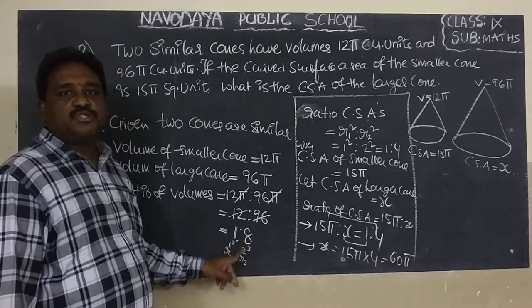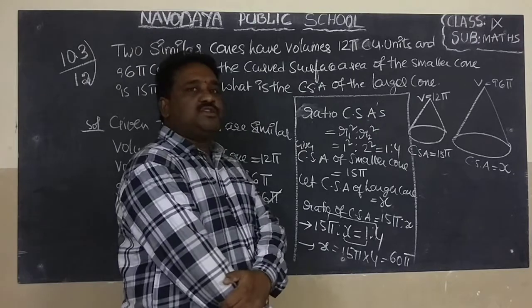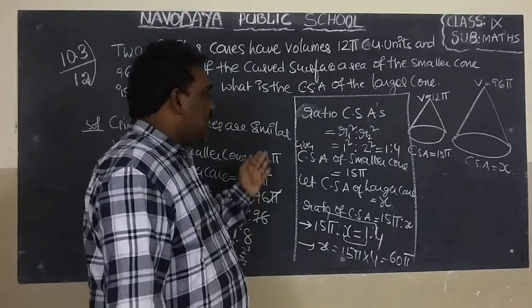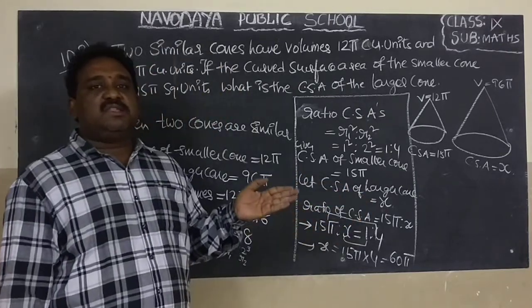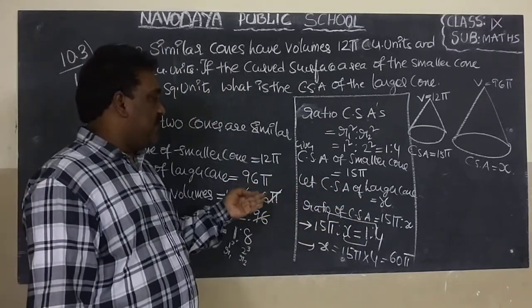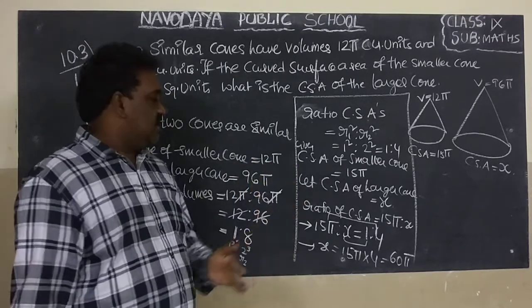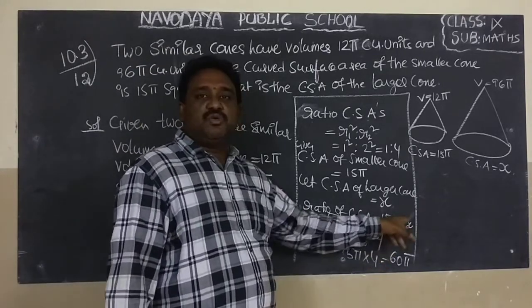8 can be written as 2 cube, so the ratio of radii is 1 is to 2. Ratio of CSA is 1 square is to 2 square, like 1 is to 4. CSA of the smaller cone is 15 pi. Let the CSA of the larger cone equal x. Then the ratio of CSA is 15 pi is to x.